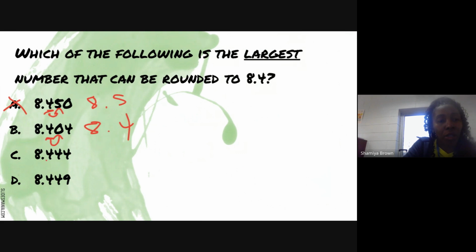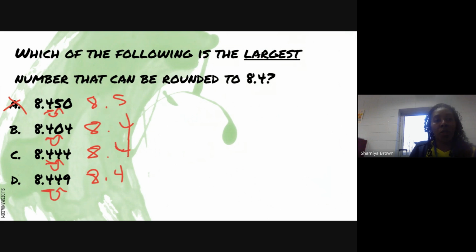Let's look at this one. I have a 4 in the tenths place, and I have a 4 in the hundredths place. So this 4 would tell this 4 to rest. So that would be 8 and 4 tenths. Then down here I have a 4, and then I have a 4 again in the hundredths. So this 4 would tell this 4 to rest. So that's also going to round to 8 and 4 tenths. So I have 3 choices that round to 8 and 4 tenths.